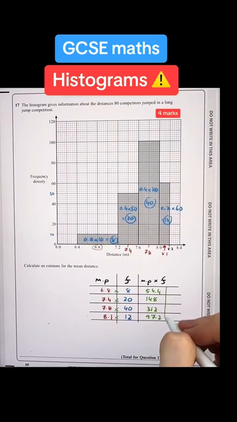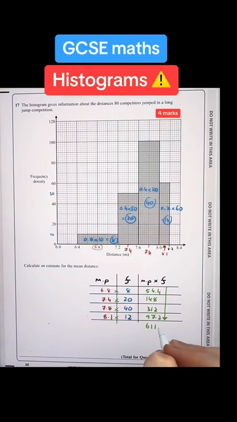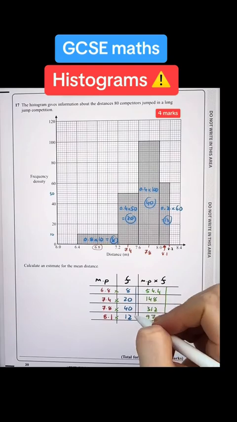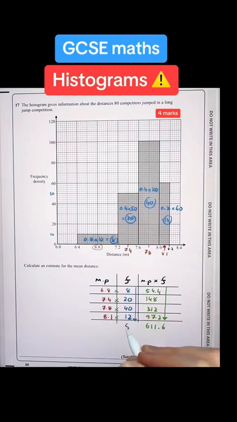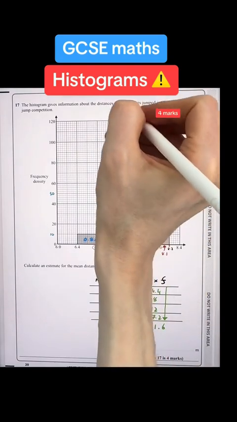I now always total my midpoint times frequency. That comes to a grand total of 611.6. I also total my frequency column, which in this case comes to 80. I know that should be 80 anyway, because there were 80 competitors.